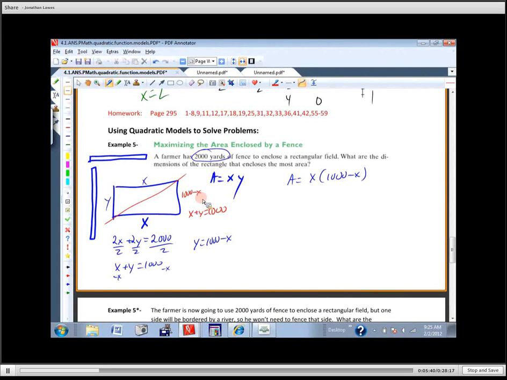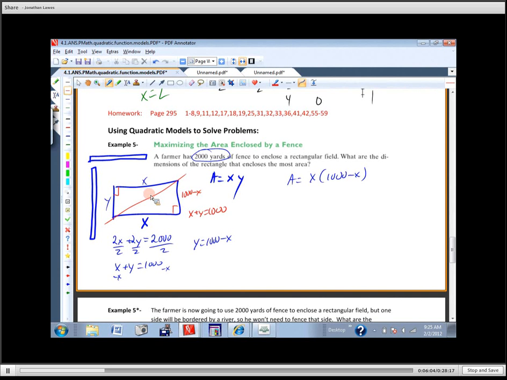Alex? When you divide a rectangle, it creates two triangles. Are they right triangles? Yeah, because it's a rectangle, so the corners are always right angles. You could, but then that would relate the sides to the diagonal, and we don't really need the diagonal to figure out the area. Okay?